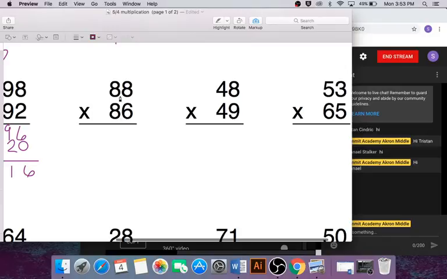Our next problem, we have 88 times 86. 6 times 8. Sorry, 6 times 8 is 48. So we're going to put down the 8. We're going to carry the 4. 6 times 8 is 48. Plus 4 is 52.